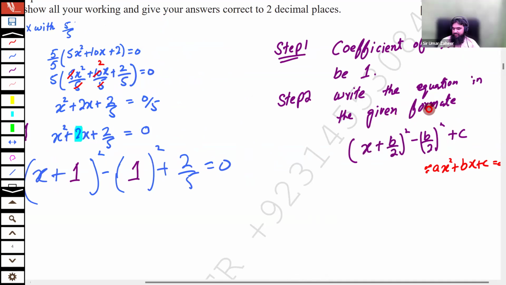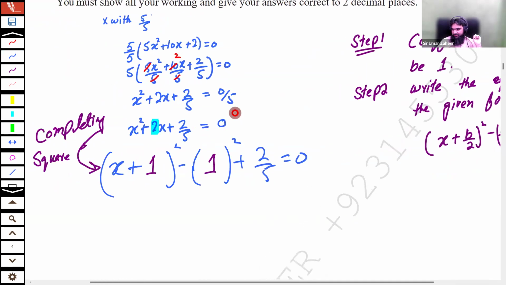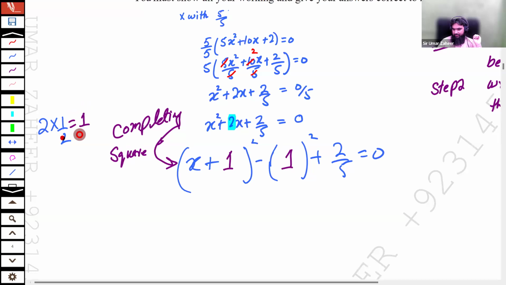I'll just say that in step 2, you have to write the equation in this given format: x plus b over 2 whole square minus b over 2 whole square plus c. Now, a and b are the same values. a is the coefficient of x square, b is the coefficient of x, and c is the constant term. So here we have the b term as 2. Multiply it by 1 by 2, you will get 1. So in place of b over 2, I have to write 1. This step is basically completing the square. We will do 2 or 3 questions, so automatically you will get a firm grip on how to complete the square.